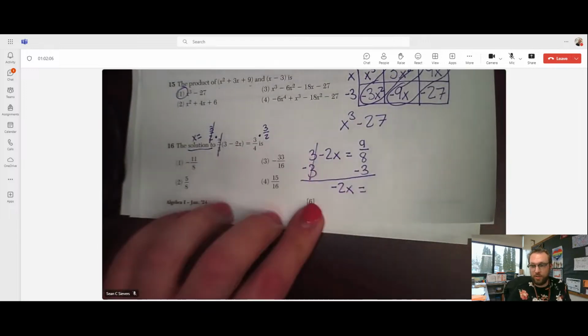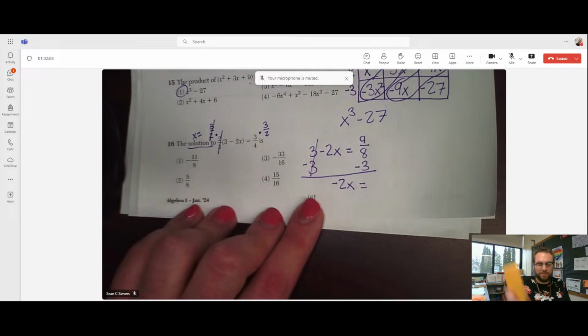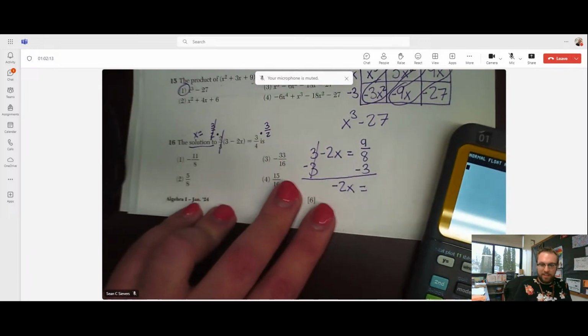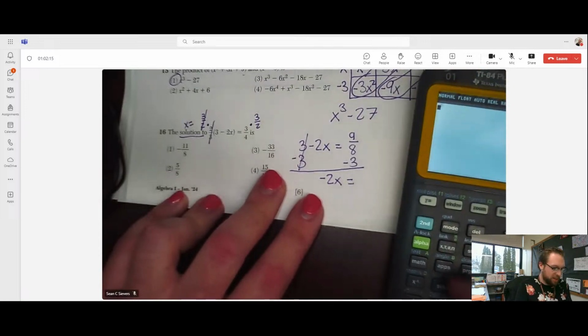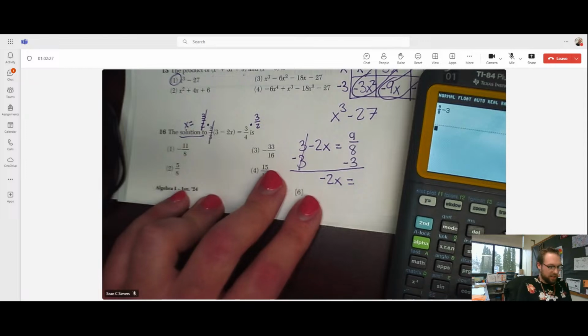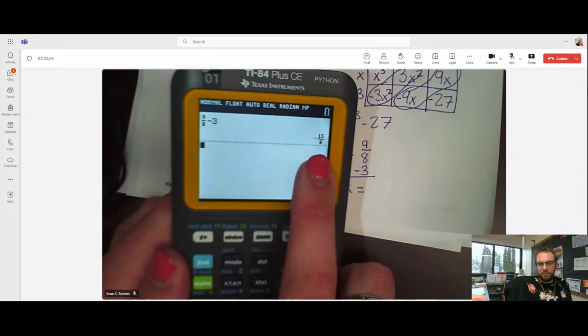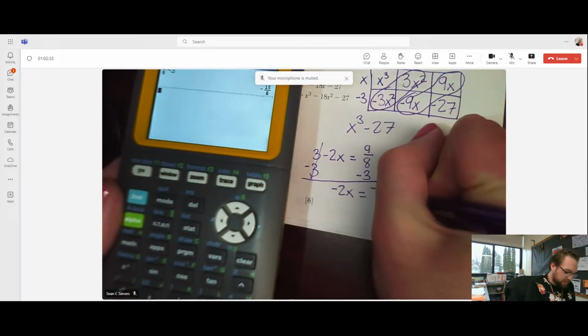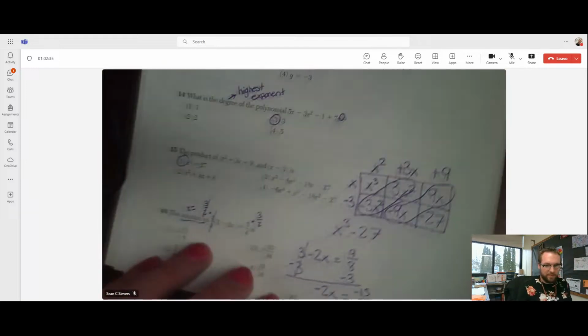And I'm not going to try to do that in my head because I have a fancy tool that's pretty accurate. To get the fraction template, you can hit alpha x. So you have 9/8 and then minus 3, enter. And this is going to give us another fraction. So you have negative 15 over 8.